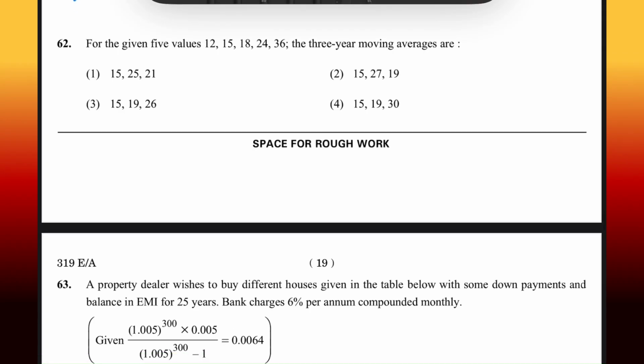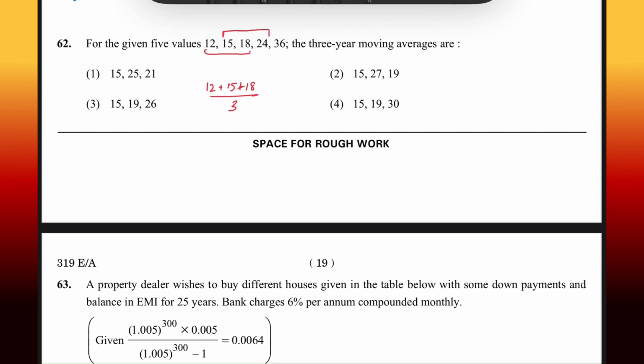Okay, next move to question number 62. You have the 5 values. You need to find the 3-year moving average. So first you take the average of the first 3 numbers. What is the average of 12, 15, 18? It is 12 plus 15 plus 18 divided by 3. So the first average is 15. In all the options you have 15.